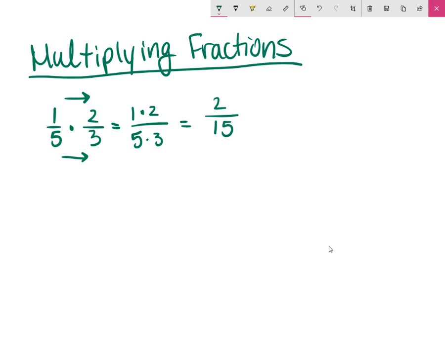Last thing we can do is look at the answer and see if we can reduce. We know that we can reduce if we see that the numerator and the denominator have common factors. 2 and 15 do not have common factors, so this is the final answer.